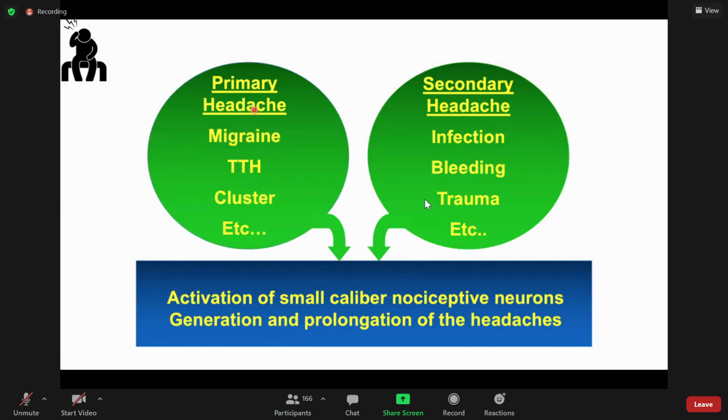So, what are the primary headaches? Migraine is the prototype, then tension type headache, cluster headache, and so on. We have the secondary headaches, which include infections, bleeding inside the head, trauma, etc. All of these share the same pathophysiology. They activate the small caliber nociceptive neurons. Nociceptive, they feel the noxious stimulation, and it generates and prolongs the headache.